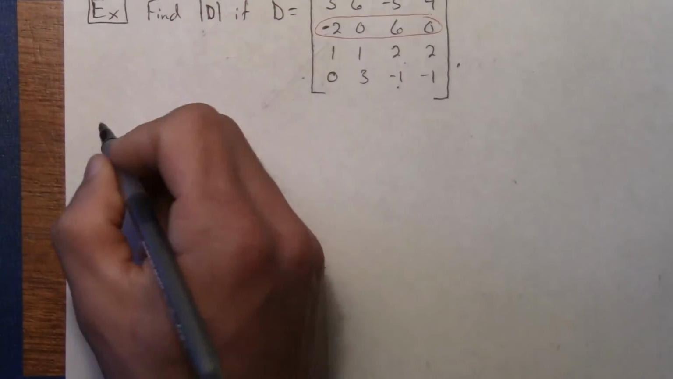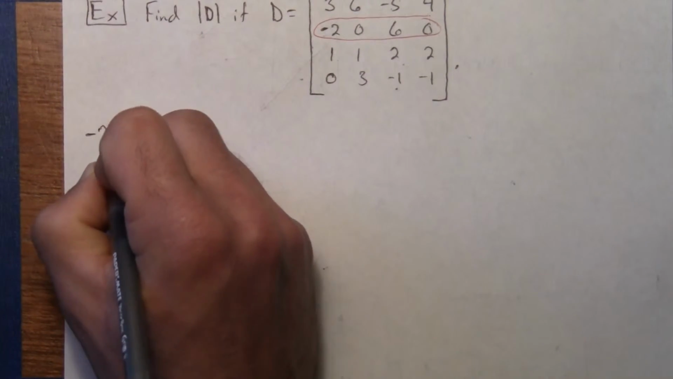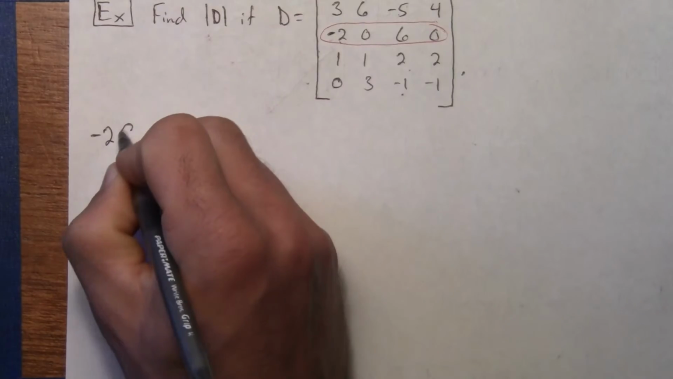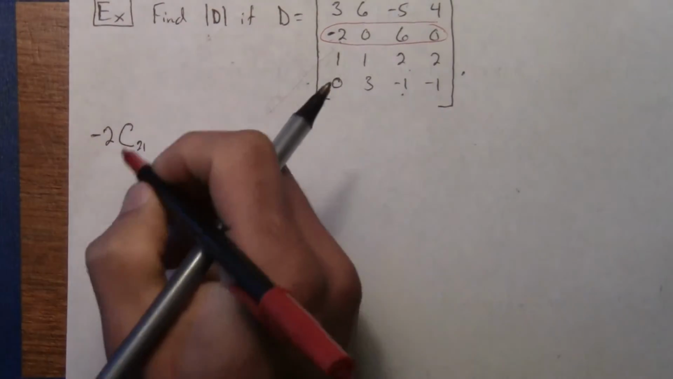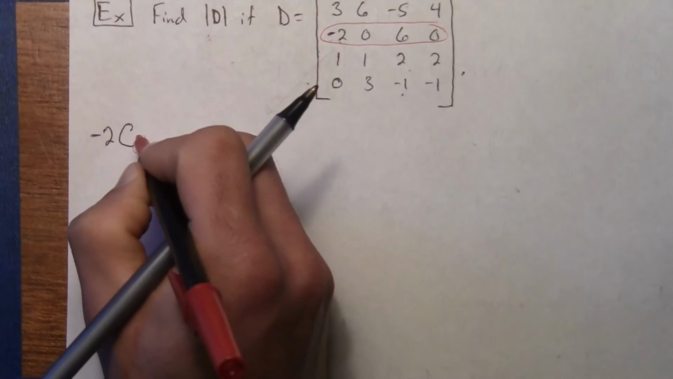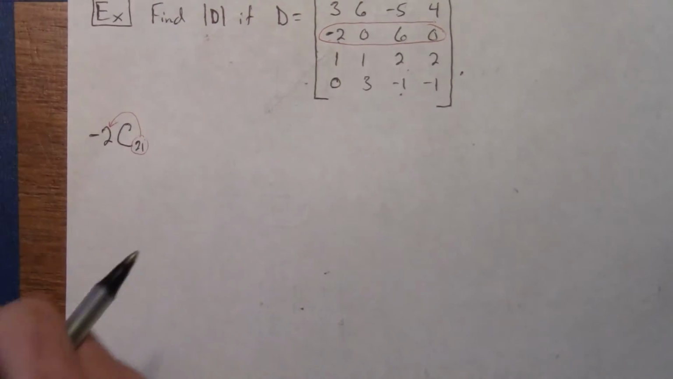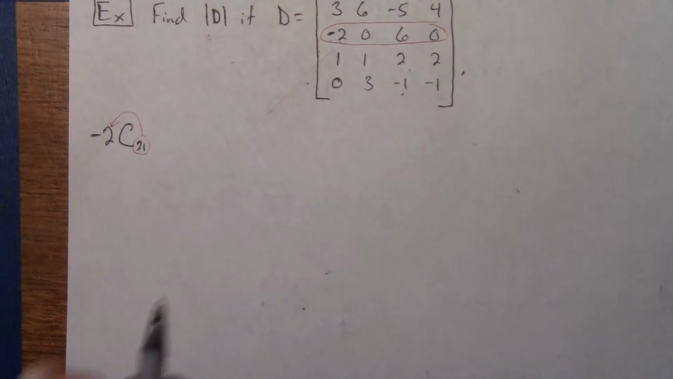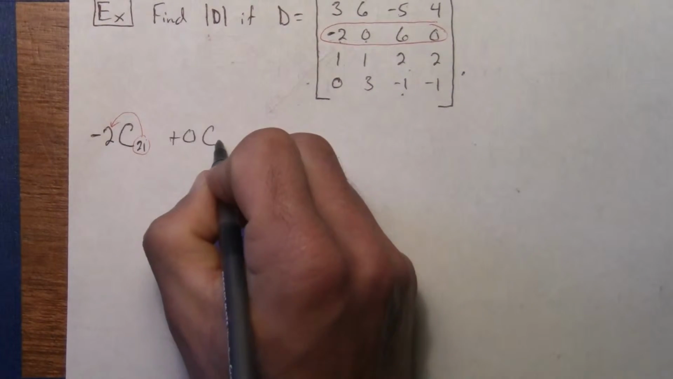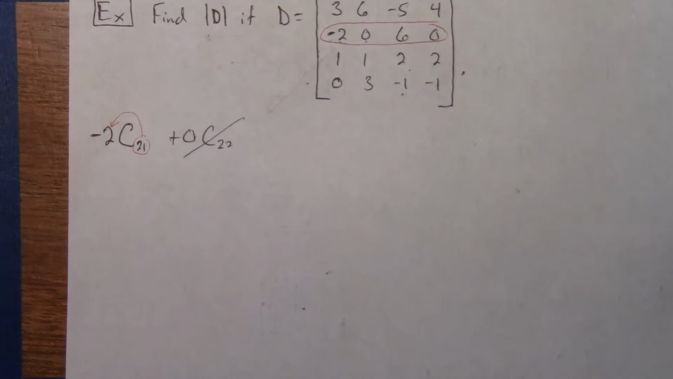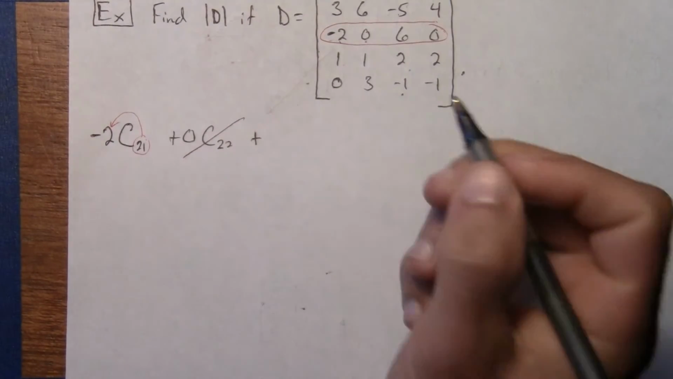Alright, so now let's expand everything. It's negative 2, the element, times the cofactor that's in the second row, first column. Notice that this, when added together, is odd. I am eventually going to switch that to a positive 2. Alright, next number is 0, so it's technically plus 0 times the second row, second column. I don't need to worry about it because of the 0. I still want you to write it though.